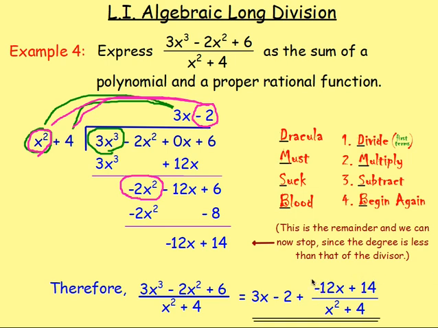Once again, make sure you don't just write that as negative 12x plus 14. That'll make no sense. You'd have to take negative 1 out as a common factor and then move that down if you wanted to do that. I'm just going to leave it as this. So that will be your answer with your polynomial and your proper rational function.